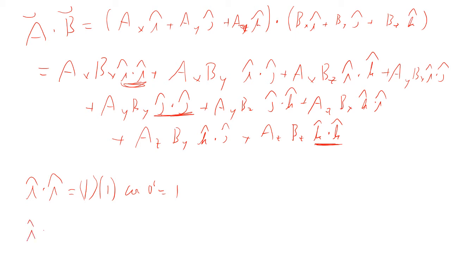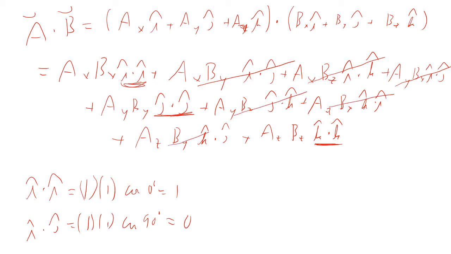Well, what is I dot J? That's going to be 1 times 1 times the cosine of 90 degrees, because I and J are 90 degrees apart. That's 0. In fact, anytime two vectors are 90 degrees apart, the dot product is 0. So that means this term goes away. Well, wait a minute, the next term is I dot K. They're also perpendicular to each other, so that goes away. Next term's J dot I, that goes away, okay? And then we have J dot K, that's perpendicular, it goes away. We have K dot I, that goes away. K dot J goes away.